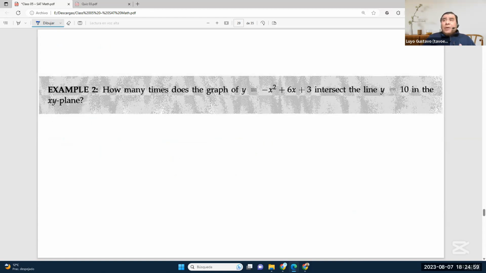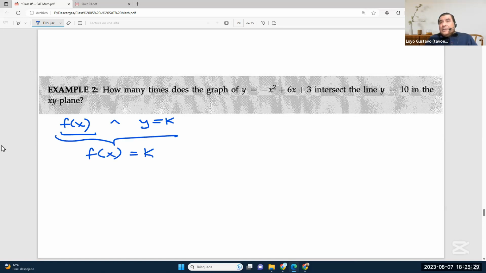How many times does the graph of y equals negative x squared plus 6x plus 3 intersect the line y equals 10 in the xy plane? Okay, again, remember what we said. If you have a function and they tell you to find the solution of intersecting this curve with a line y equals k, how do we do this? Okay, you simply say f of x equals k, solve for x, and you find the exact points of the intersections.